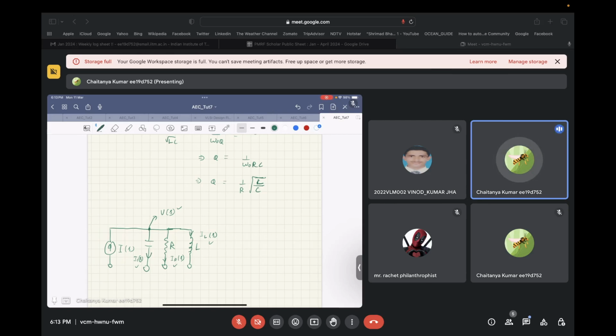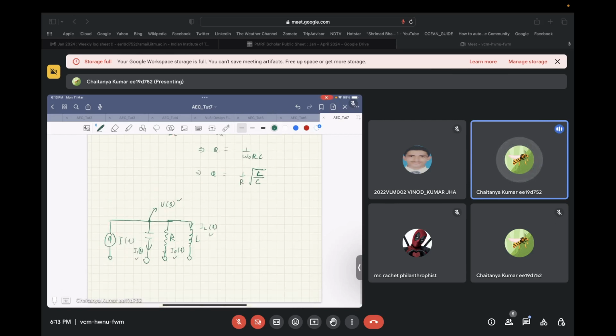at very low frequency, what happens with a capacitor and inductor? So let's for now assume s as jω. At ω equal to 0, what does a capacitor behave as? The capacitor behaves as an open circuit and the inductor behaves as a short circuit.